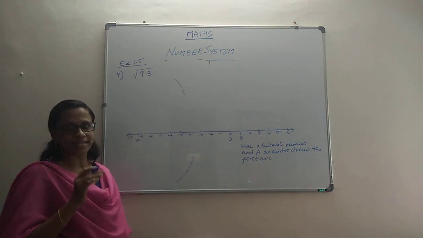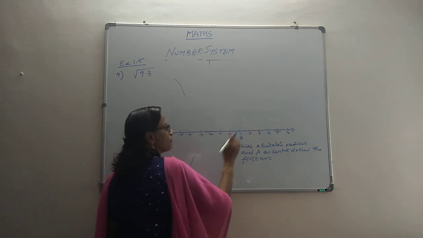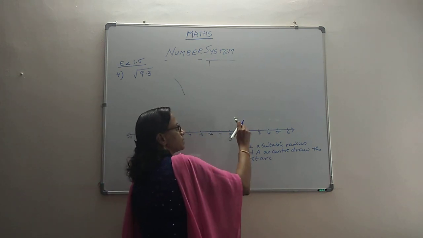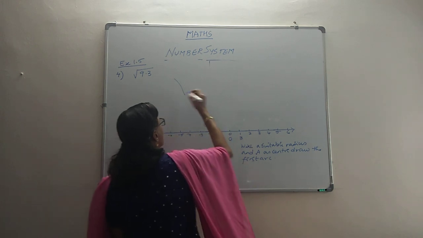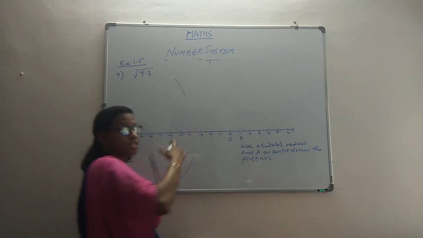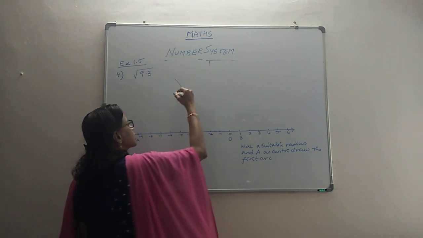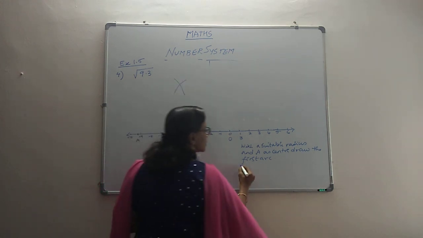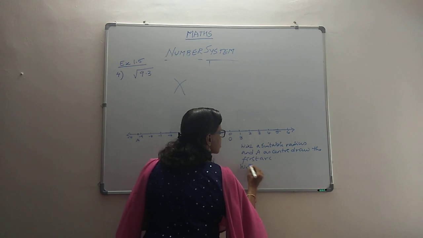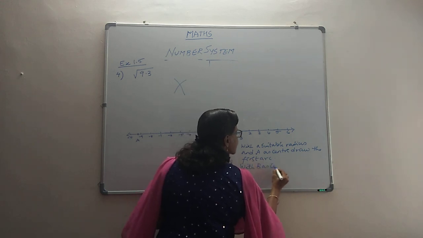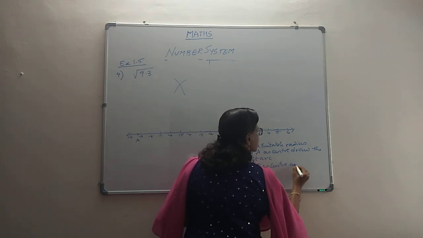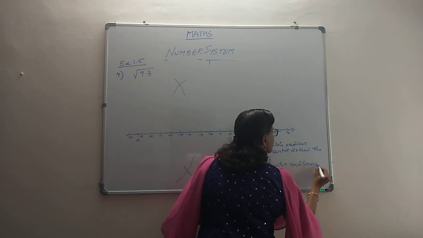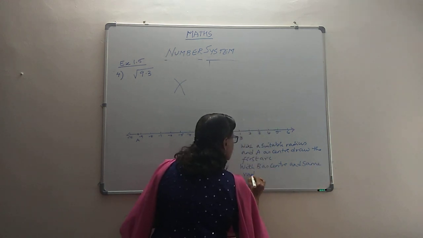Now keep that radius as it is and keep your compass at B. Draw arcs on both sides, and cut the arcs which have been already drawn. So in the next step, with B as a center and the same radius, cut the above arcs.